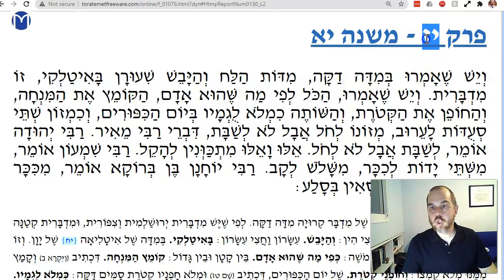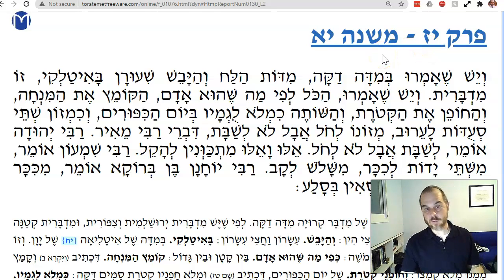Right, we're on Keilim Perek Yud Zayin, Mishnah Yud Aleph, the 11th Mishnah of the 17th chapter of Masechet Keilim. We're continuing to talk about different midot, different measurements, whether they're objective or subjective. Really interesting. Says the Mishnah, Yesh Amru b'midad daka. Very interesting, weird language. Some of the rabbis said b'midad daka.